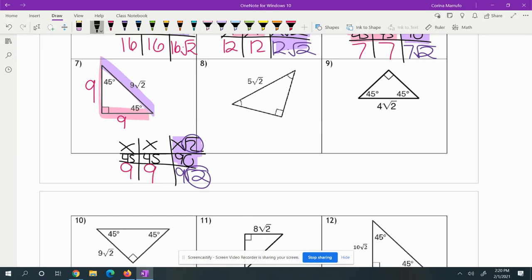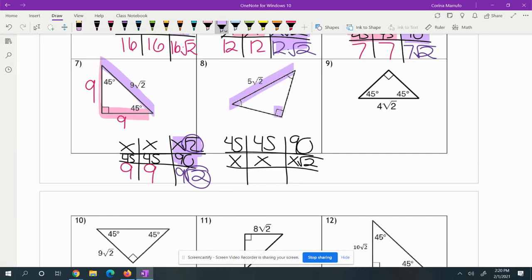Okay, same thing for the next one. We set up our table. We have 45, 45, 90, x, x, and the square root of 2. So here we check, this is 5 and the square root of 2. It's across my 90 degrees, so it's going to go in this box.